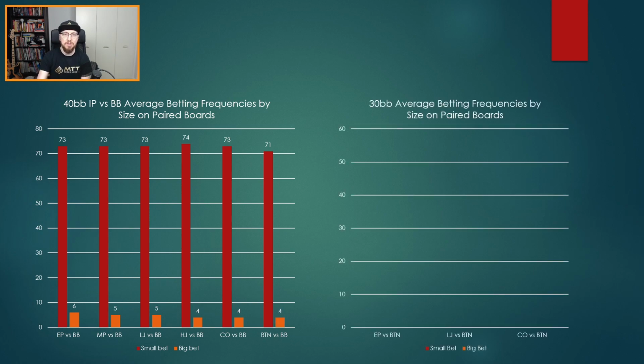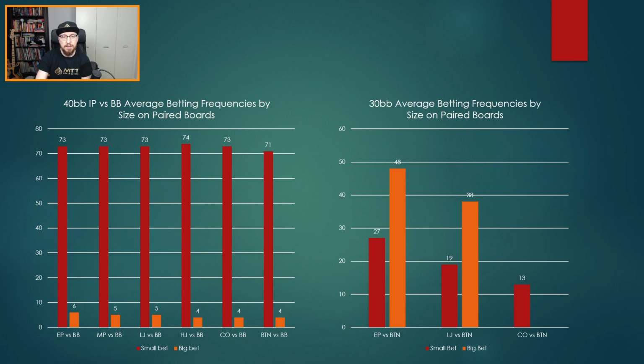Now, when we're playing out of position, now we've got 30 big blinds, average betting frequencies by size on paired boards, EP versus button, 27% small bet, 48% big bet, low jack versus button, 19% small bet, 38% big bet, and then cutoff versus button, 13% small bet and 18% big bet. So it's a huge difference, and I think it's really important that you don't use a small bet too frequently when playing out of position on paired boards.